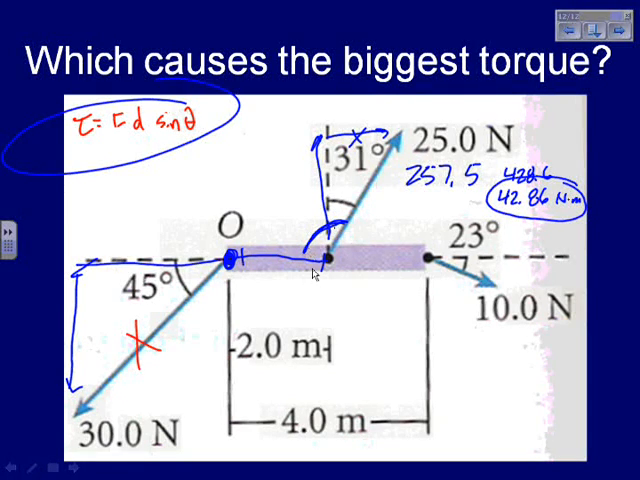We want this, okay? But we know that this angle here is going to be how much? Yeah, 90 plus 31, right? So when we go to calculate the torque, it's 25 times 2 times the sine of 121 degrees.